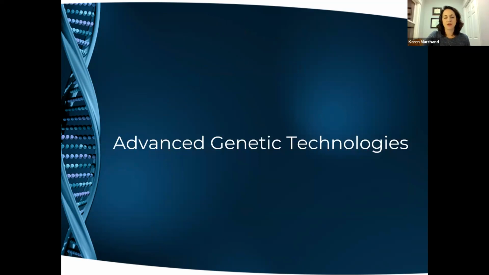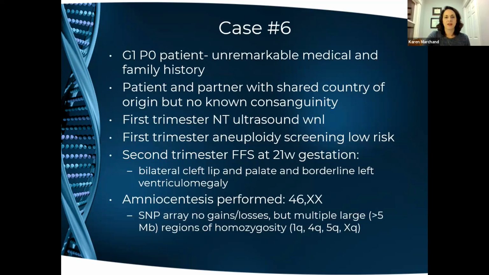And now we're going to move over and talk about some more advanced genetic sequencing technologies. Again, we'll start with a case. This is a G1P0 patient with an unremarkable medical and family history. She and her partner have a shared country of origin, but no known consanguinity. She had a normal first trimester nuchal translucency, first trimester anatomy ultrasound, and then low risk first trimester aneuploidy screening. Her fetal anatomy survey at 21 weeks gestation, however, showed bilateral cleft lip and palate and a borderline left ventriculomegaly.